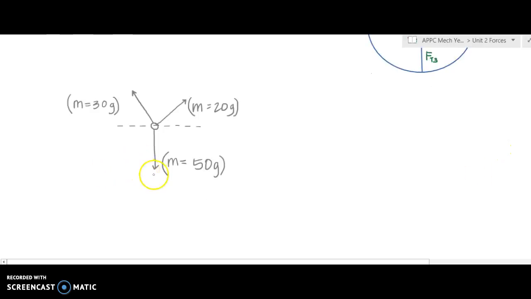So let's label a couple of these things. Let's label this force tension 1, and force tension 2 and force tension 3. You can call them A, B, C, X, Y, Z. I don't care. Doesn't matter.